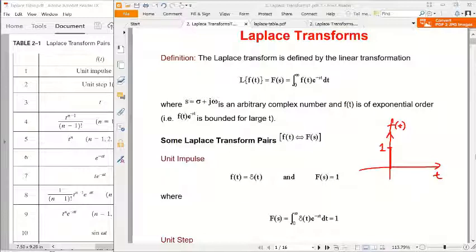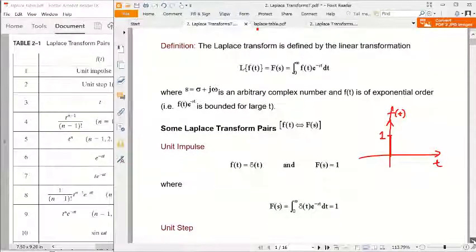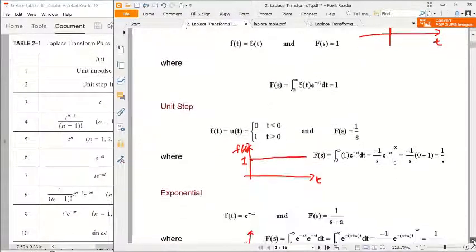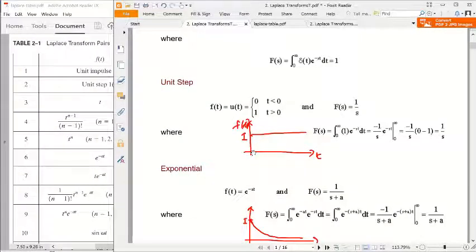Okay, let's try another one. Let's say now we have the step function. You know the step function is like this. That means below 0 it is 0, and after 0 it is constant at 1. Or it is given by this equation: when t is less than 0, the value of the step function is equal to 0. When t is greater than 0, the value is going to be 1.